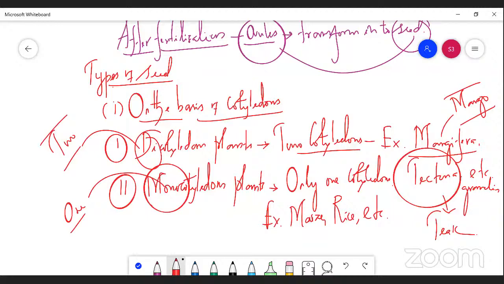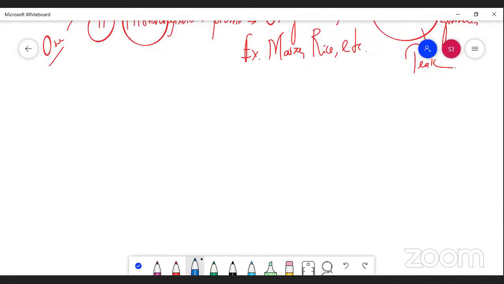That is to say, on the basis of cotyledon, seeds can be classified as dicotyledon seeds or plants, and monocotyledon seeds or plants. Now I am going to discuss the classification on the basis of presence or absence of endosperm.